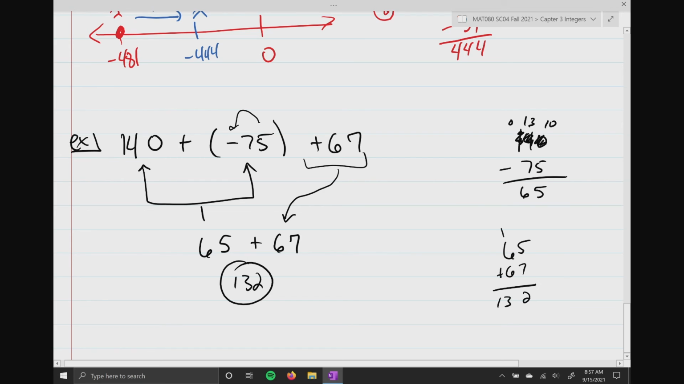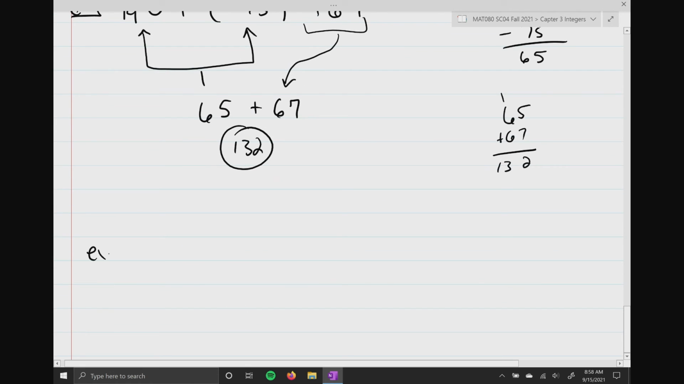So although there were more numbers, the rules didn't change. Pick two numbers, apply the rule. That's it. Does that make sense, everyone? All right, that's as hard as it gets right there. So let me give you one to do, and then we'll call it a day. There you go. Try that one for me.